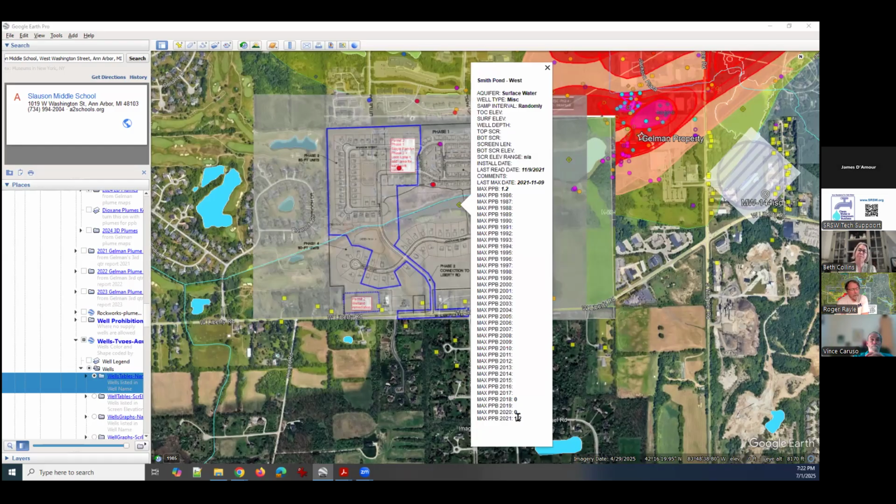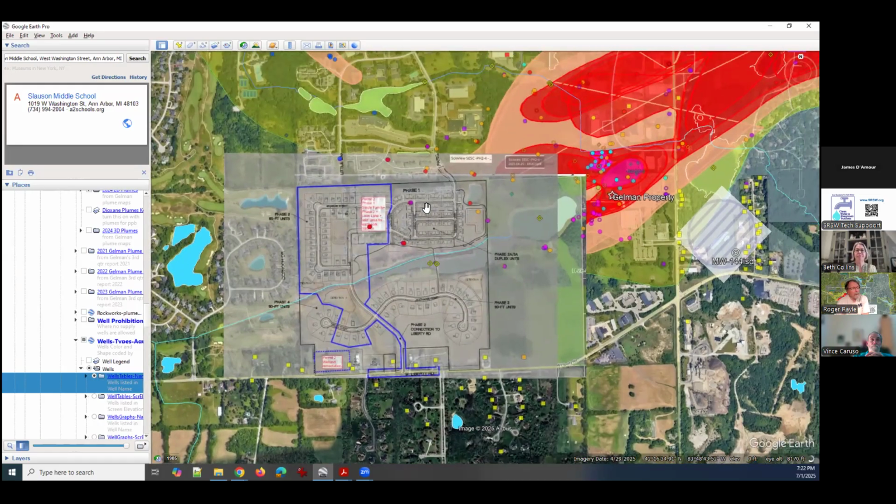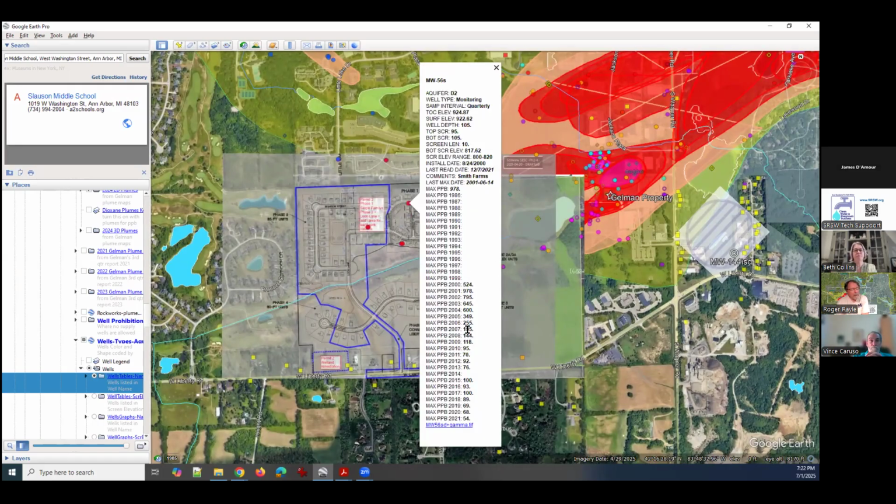Here's one. 2021, 1.2 parts per billion was the most recent reading. There were higher readings back in the early days that are not in the current database. These wells here are all in the footprint, and this one's right on the border. This is MW 128. This was the one that was pretty high and still was last time it was read, according to the data here. And that's about 100 feet deep.